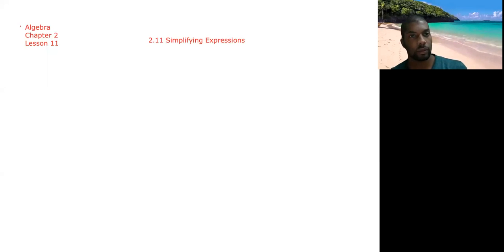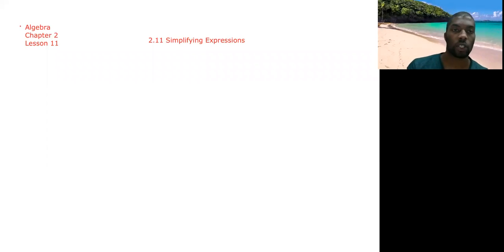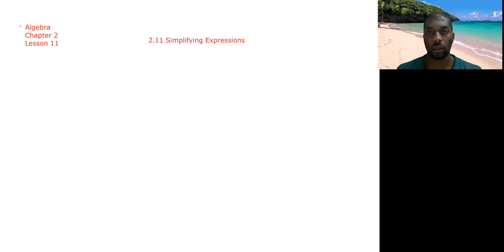Hello, ladies and gentlemen. Today we are talking about Algebra Chapter 2, Lesson 11, or 2.11, Simplifying Expressions. Today is a pretty simple day. What we're going to be doing is taking variables, coefficients, terms, the distributive property, and exponents, and putting them all together to make very simple and succinct equations. So let's get started. Let's say we have our equation that looks like this.